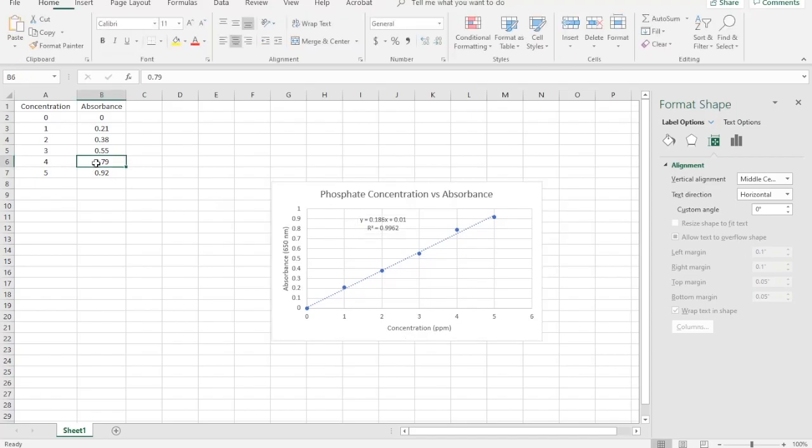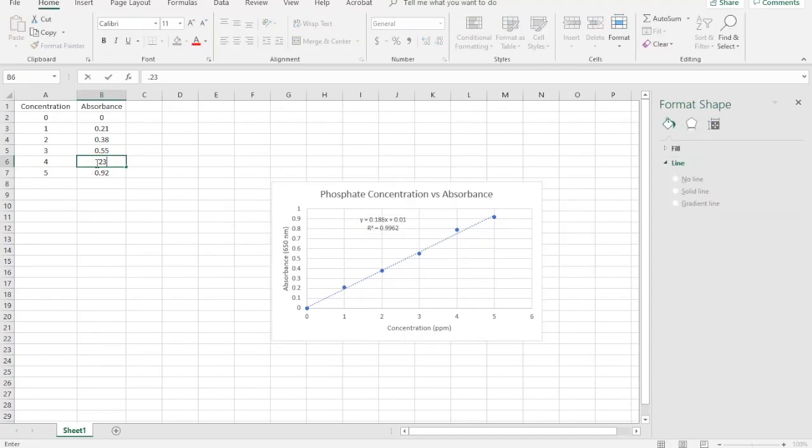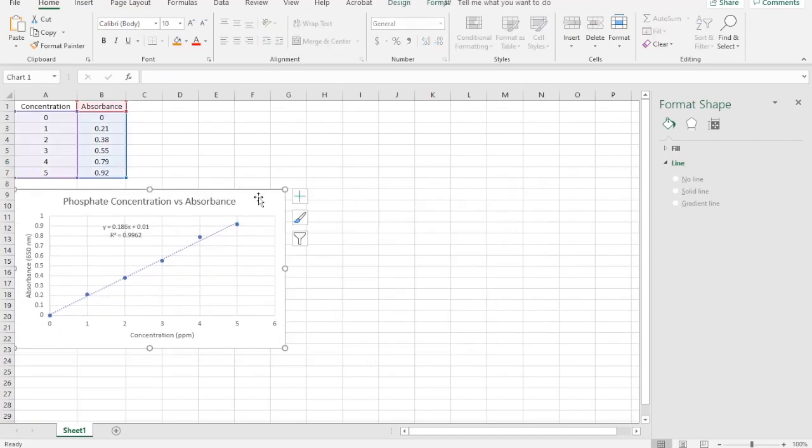But if I moved one of these down to 0.23 or something, you would see that obviously the R squared value goes way down. So as we get closer and closer to 1, that's ideal. And that's basically it. You just have to go and print this out, and you should be good to go.